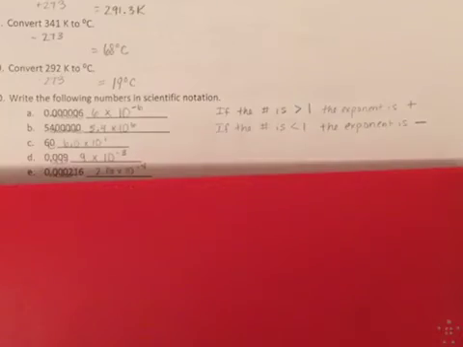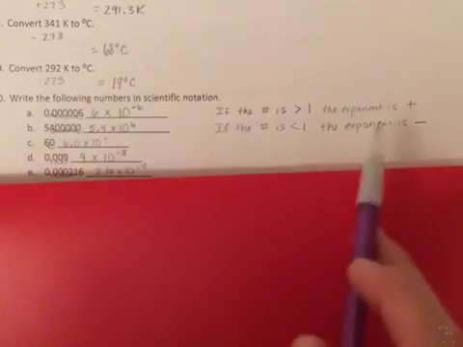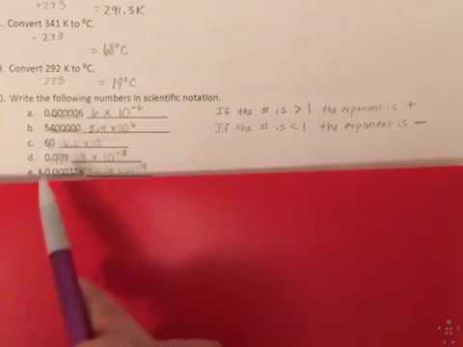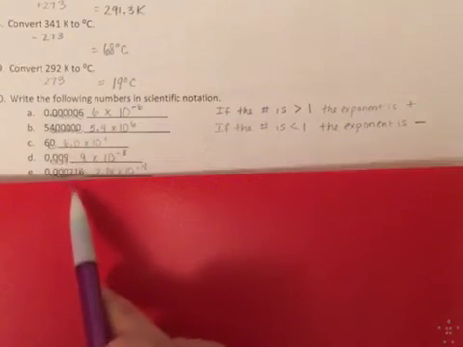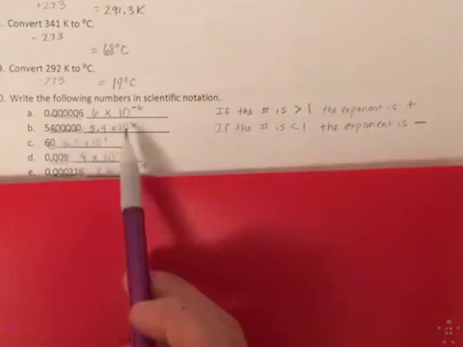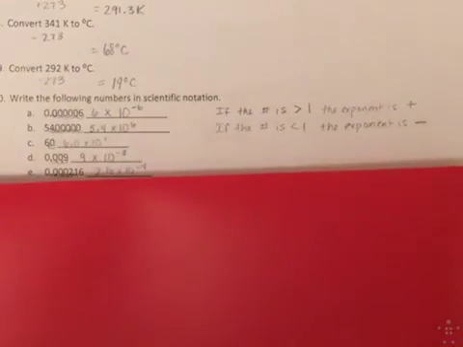And that's how I did all of these. First, I decide whether my exponent is going to be positive or negative based on the original number. That one had to be positive, way more than 1, positive, negative, less than 1, and negative again. Then I just count to where I have one number in front of my decimal. So these were what I came up with.